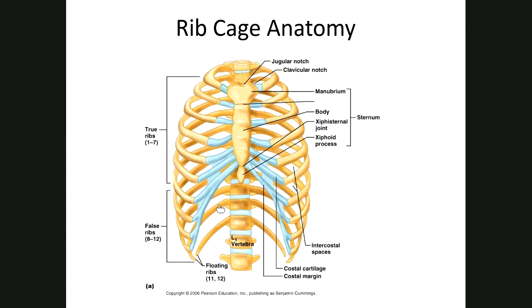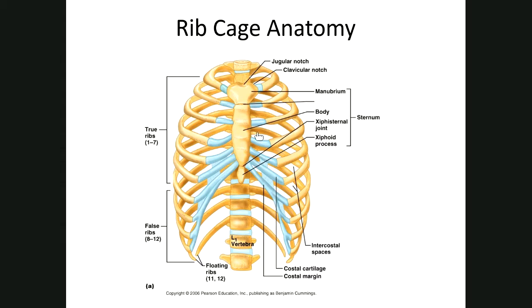And the last 2 go from the vertebrae and they float. That's why they call them the floating. They're called vertebral ribs. They go from the vertebrae and float. So they're called vertebral. So you have 2 pair of vertebral ribs. Those are the ones that protect like your kidneys.